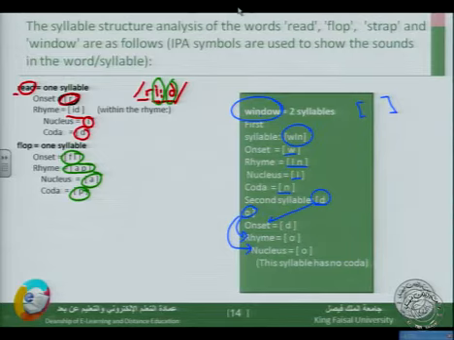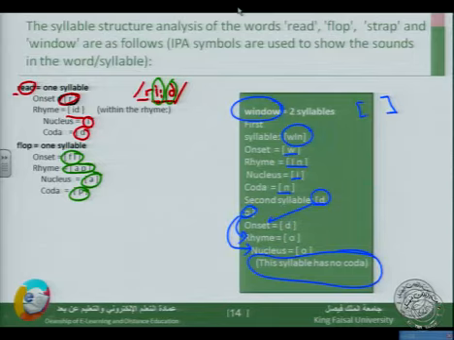So you should put the sounds of these syllables between brackets, and then you will understand if it has a coda or not. So as you can see here, it has no coda. There is no consonant. Again, I'm not asking you to look at the spelling of the word. I'm asking you to listen to the pronunciation of the word. And that's why we use these brackets to put the sounds.